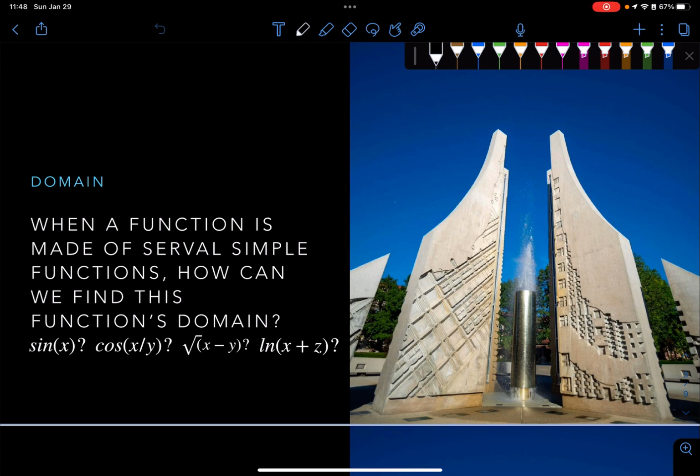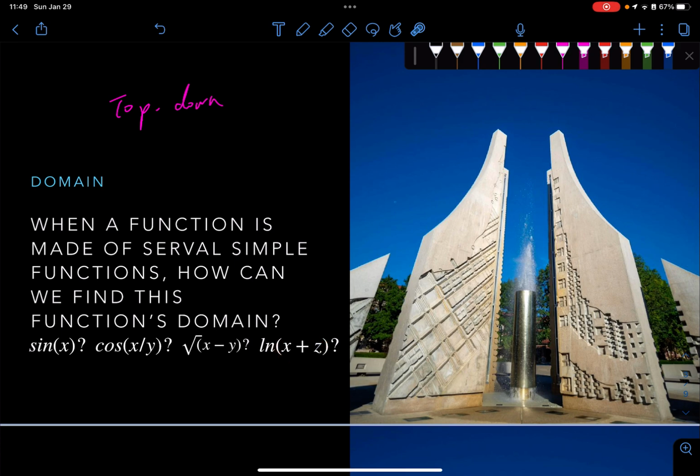The way I think about finding a function's domain is I apply a top-down approach. A top-down approach. I look at the most prominent feature in the function. Let's say, for example, the cosine of x or y. Oh, sorry, let me just use this example, a natural log example. The most prominent feature of this function is its natural log.